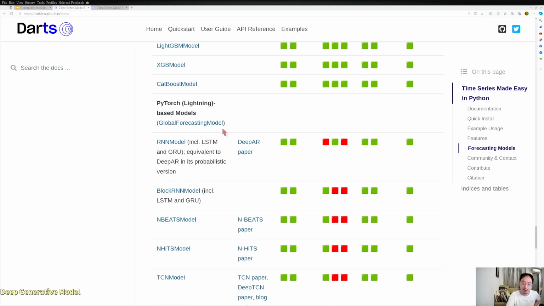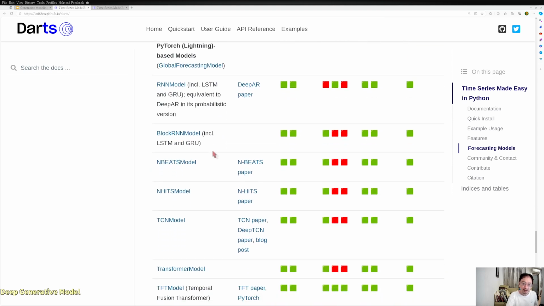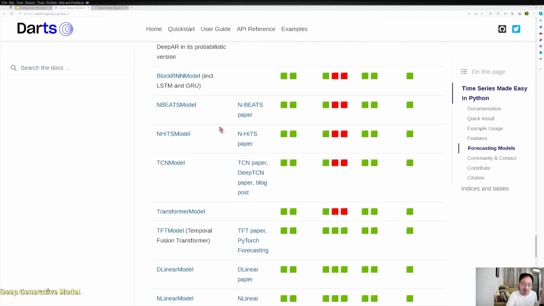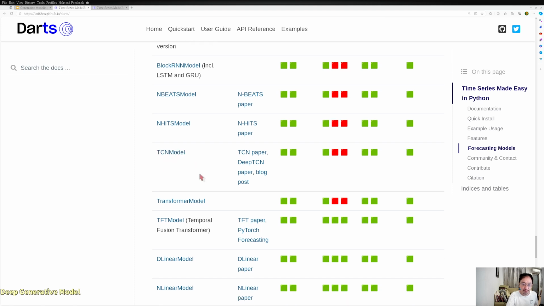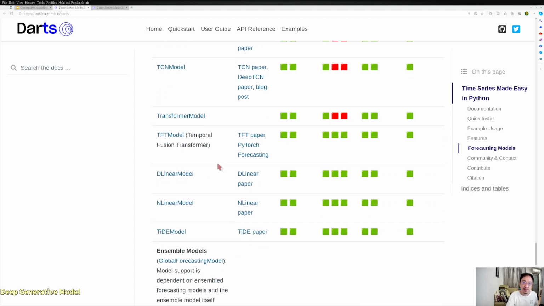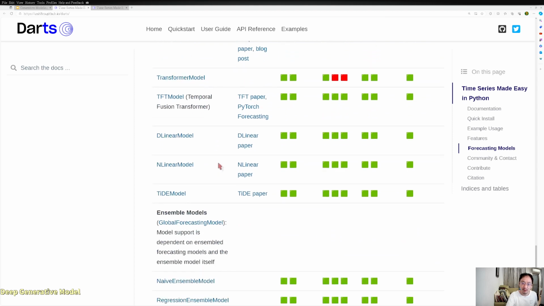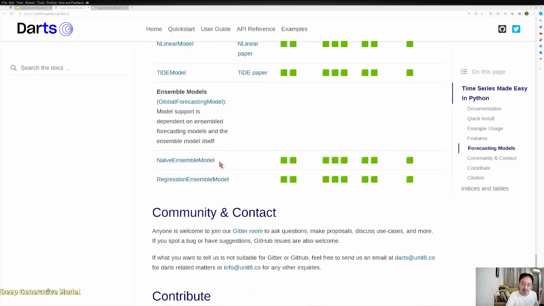powerful models, and also some deep learning models. The deep learning models are based on Lightning, which, like I mentioned last week, is one of my favorite frameworks to use. It has basic ones like RNN, LSTM, GRU, or more sophisticated models like N-BEATS, TCN, which might stand for temporal convolutional network, and Transformer models, and TFT. Those are all very famous and popular models.